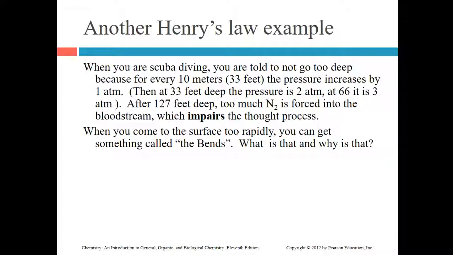And then when you come to the surface too rapidly, you get something called the bends. So what is that and why is that? Feel free to go look that up. But yes, so Henry's law is used in scuba diving. If you've ever done scuba diving, you need to know very much about what happens to the pressure of the gas as you go down and what happens as that gas goes into your bloodstream.